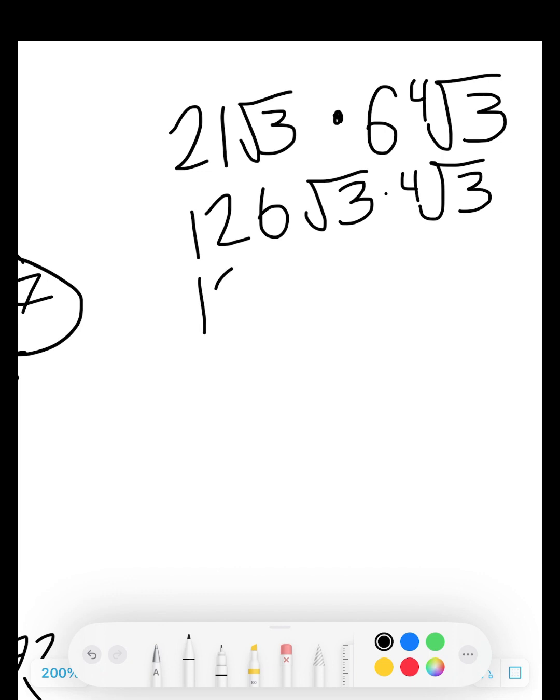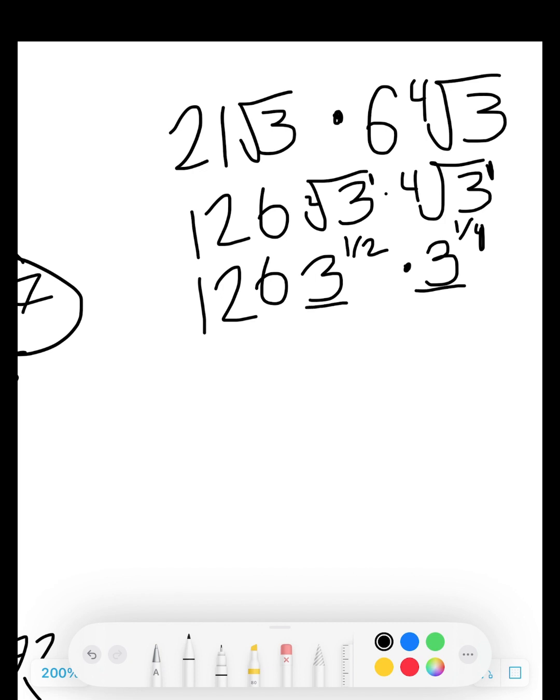So this is 126 times 3 to the 1/2, since this 3 has a power of 1 and it's a square root. That means this one is going to be 3 to the 1/4, since we have a power of 1 on the inside, and we're taking a fourth root. Now, if you'll remember, when you multiply powers with the same base, you add the exponents. So, since they have the same base, we can just add our two powers.